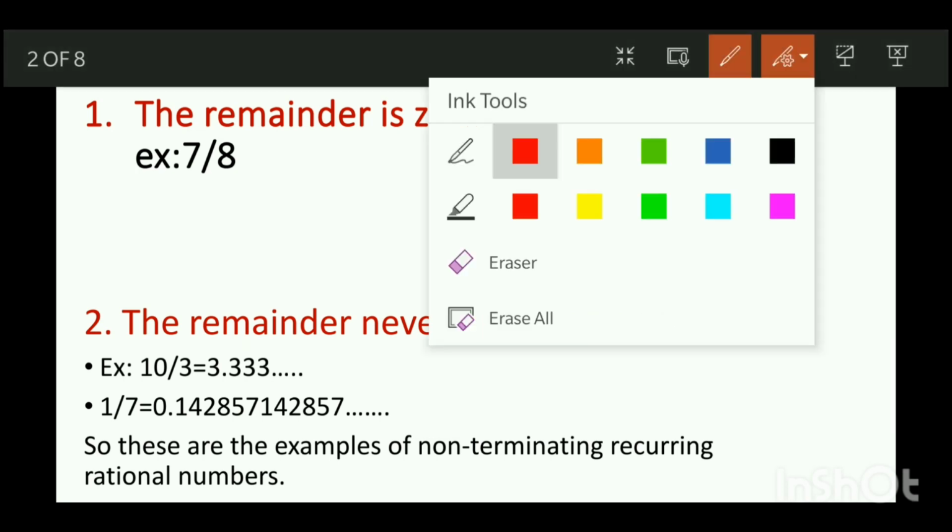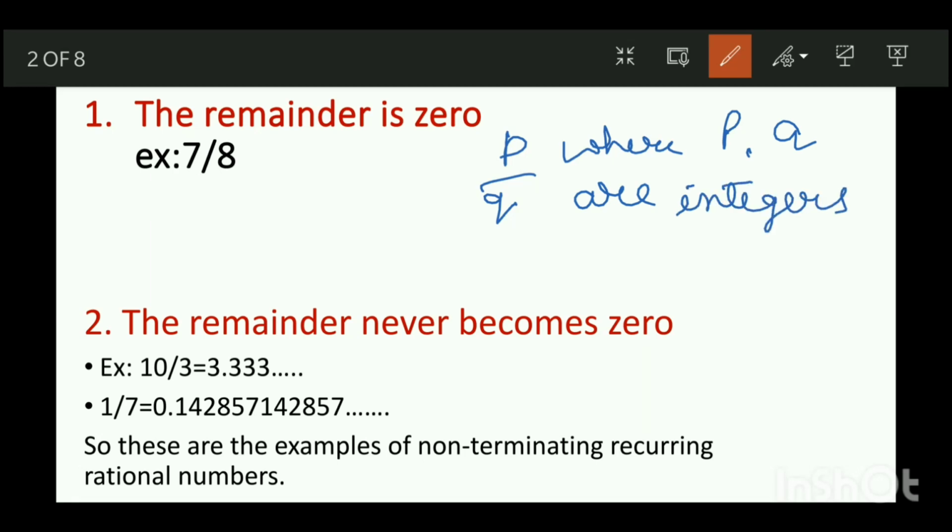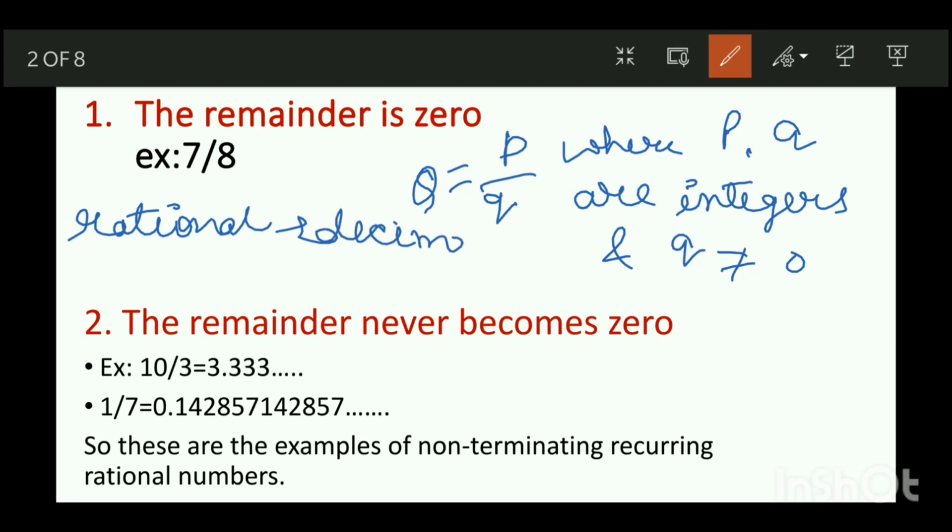Here is a quick revision of rational numbers. Any number which is of the form p by q, where p and q are integers and q is not equal to 0, is called a rational number, denoted by capital Q. In this video we will learn how to change a rational number to decimal form and decimal to rational form.